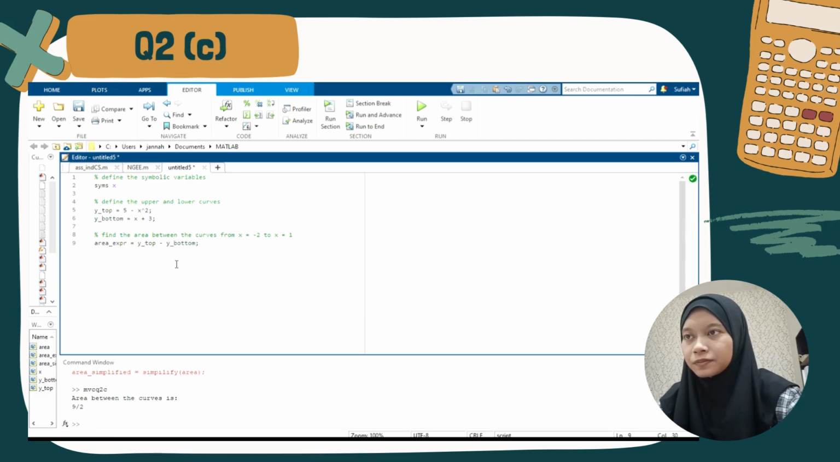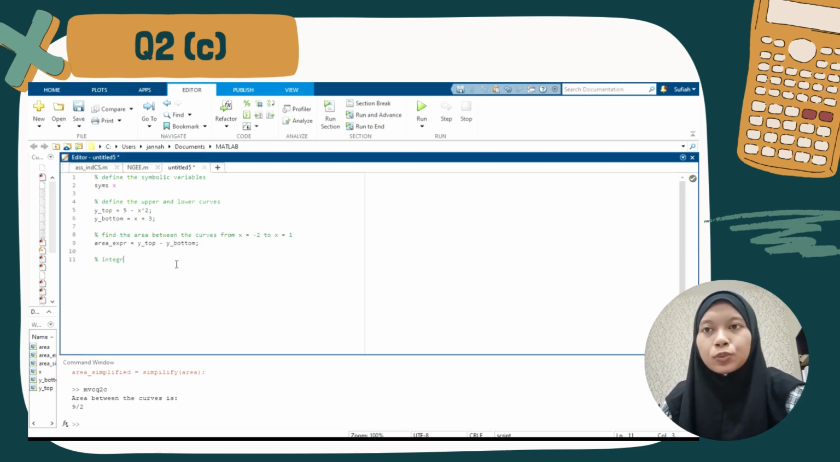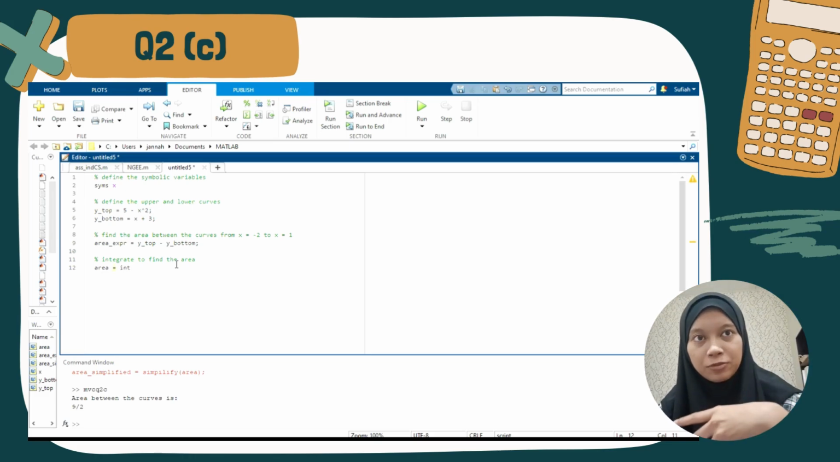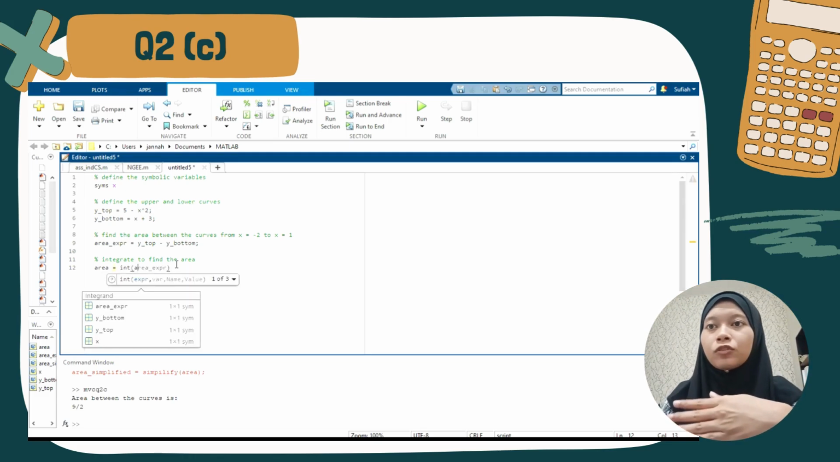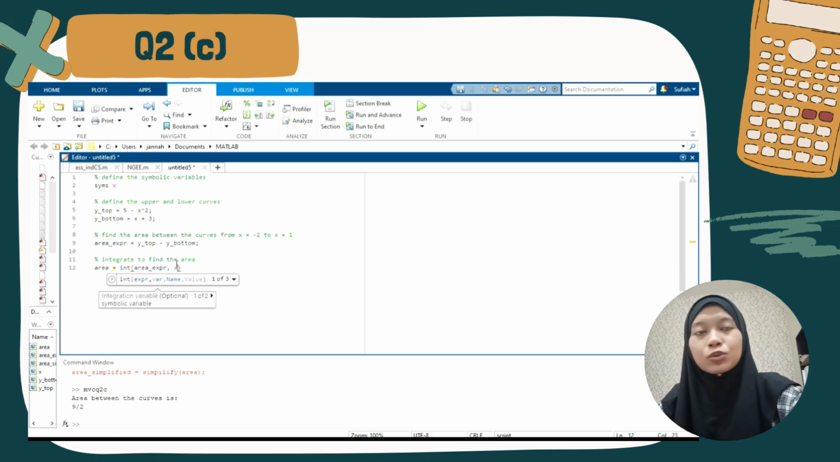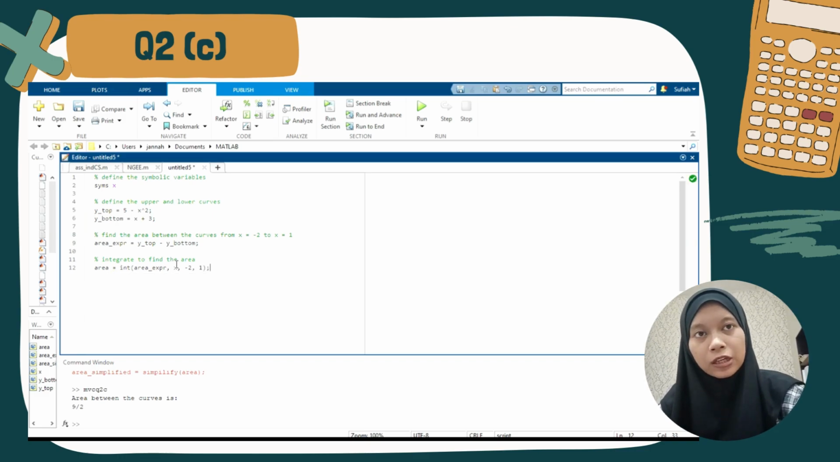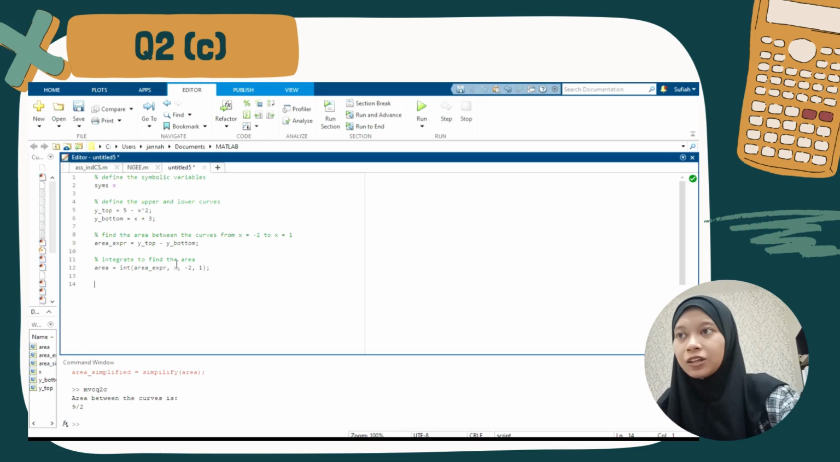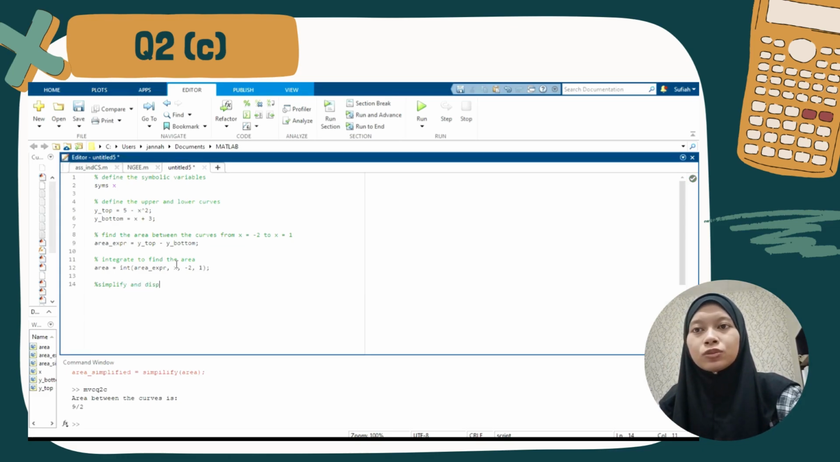After that, we need to integrate to find the area. Why do we integrate? We integrate this expression from -2 to 1 to find the total area enclosed between the curves. We already know the y expression, y top and y bottom. For the x expression, we have -2 to 1, because we need a double integration. The y top and y bottom is for the first integration, and this x is for the second integration.